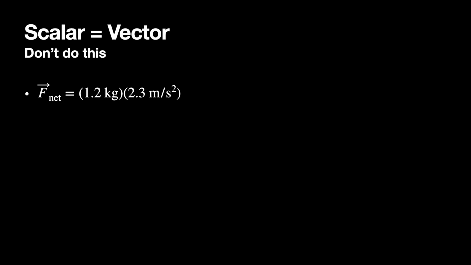You cannot do this: F net is 1.2 kilograms times 2.3 meters per second squared, because this is setting a vector on the left, F net, equal to a scalar on the right. That's not a vector, so you cannot do that. That's one of the biggest mistakes I see students make: they have an equation where one side's a vector and one side's not. That equal sign means they are equal, and you can't have something with 3 pieces of information be equal to something with 1 piece of information. So be very careful about that.